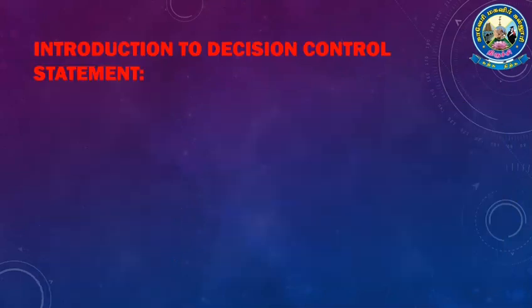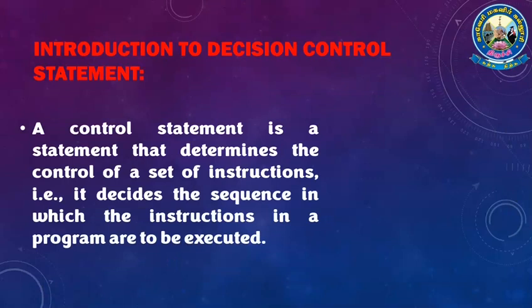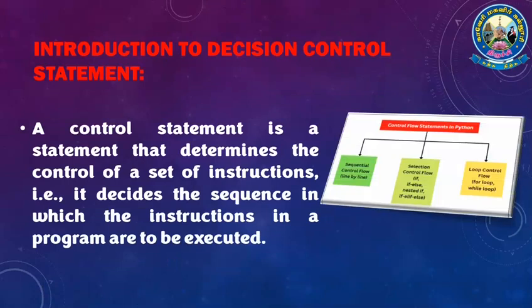Introduction to decision control statement. A control statement is a statement that determines the control of a set of instructions. It decides the sequence in which the instructions in a program are to be executed. Control flow statements in Python are divided into three parts: sequential control flow, selection control flow, and loop control flow. Selection control flow includes if, if else, nested if, and if elif else. Loop control flow includes for loop and while loop. In this section, we learn about loop control flow.